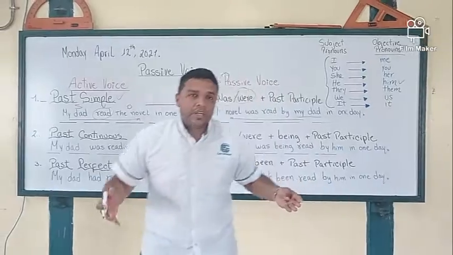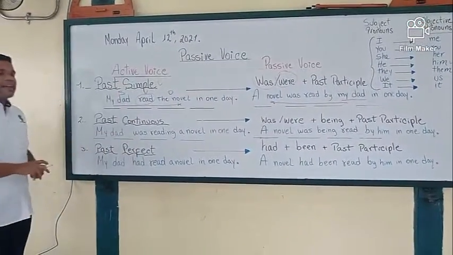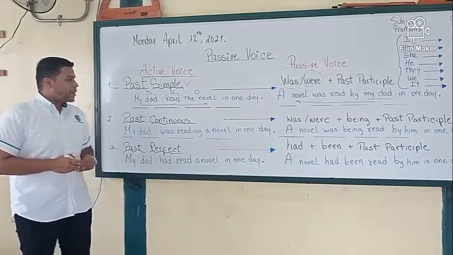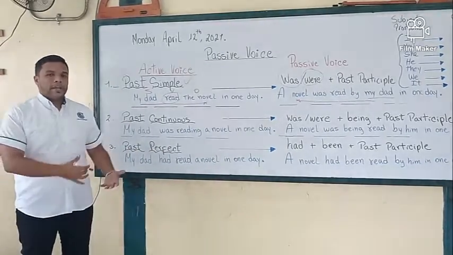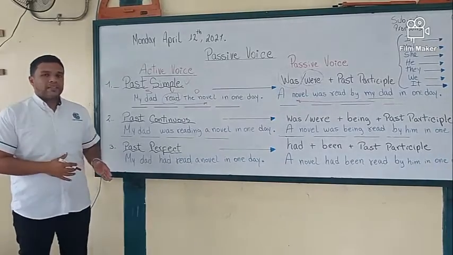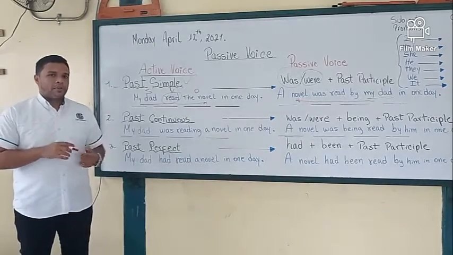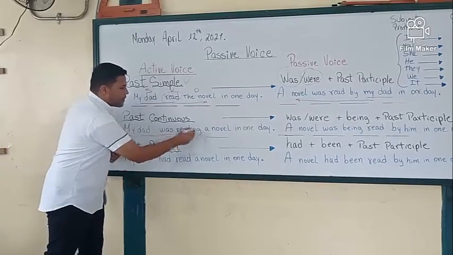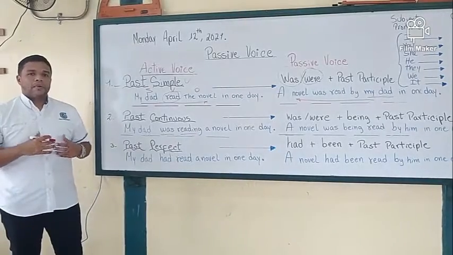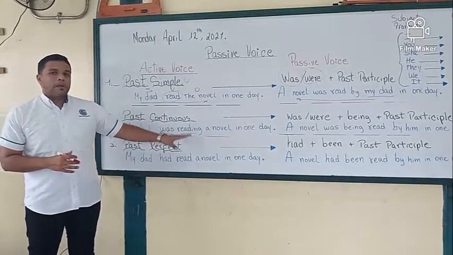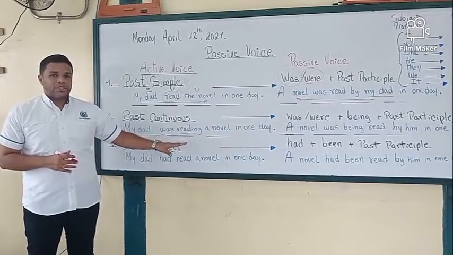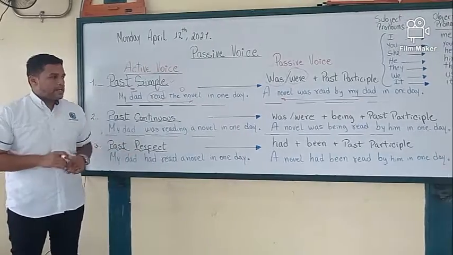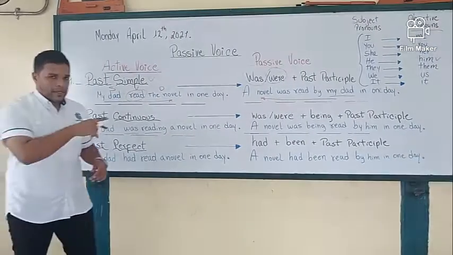We have a past continuous tense. My dad was reading a novel in one day. Okay? In here, you're going to also create the change into passive, but there are a couple more things to take a deeper look at. For example, in here we have a compound verb. We have the verb to be plus the main verb with the ing form. Be careful about it because at the time you're changing it into passive, you need to add two more things. Let's take a look at it here.